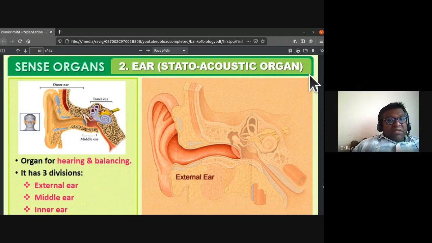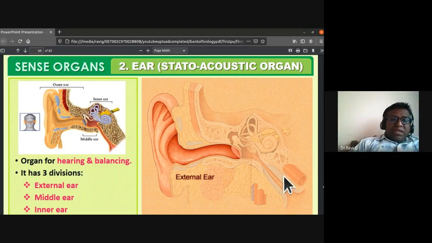Our pinna is immovable, but in animals it is movable and they can focus the sound. The ear is a statoacoustic organ. The organ for hearing and balancing is the ear. It has three divisions: external ear, middle ear, and inner ear.